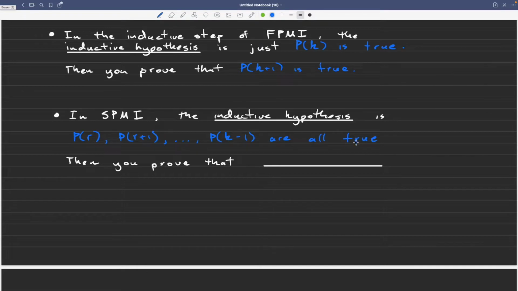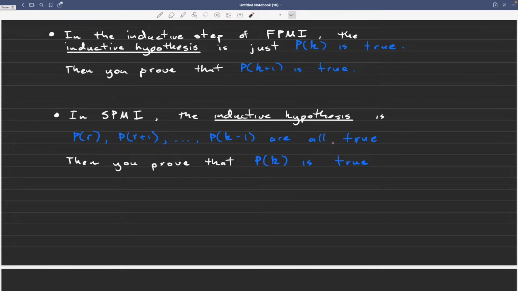So you're not just supposing the previous case is true, you're supposing that all of the previous cases, all the way down to the base case, are true. And then you prove that the next case is true. And so the next case is P of K is true. Now, it doesn't really matter if in the inductive hypothesis you wanted to go all the way up to P of K. You could do that, but then you would need to prove P of K plus 1 is true.